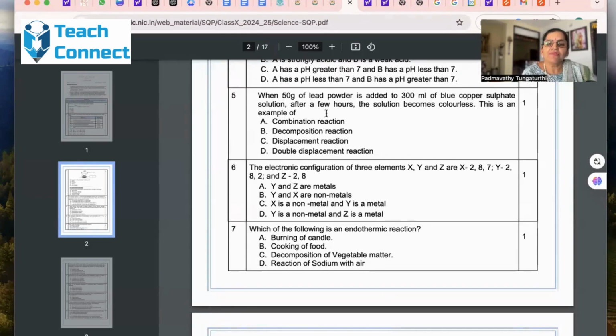Next, 50 grams of lead powder is added to 300 ml of blue copper sulfate solution. After a few hours, look at the words few hours over here. If it is a few hours, that means this is a slow reaction. In this slow reaction, copper sulfate lost its original blue color and became colorless. That means there is a reaction occurring. The lead will displace copper from copper sulfate. That's why it is a displacement reaction.